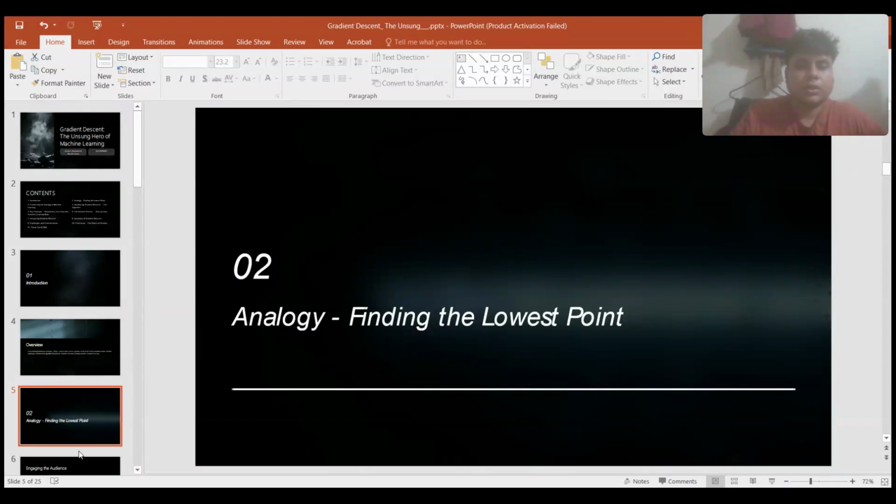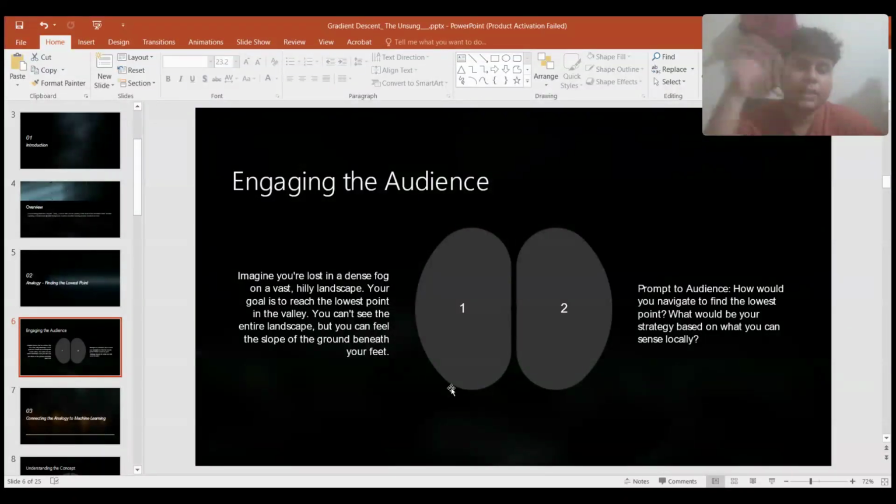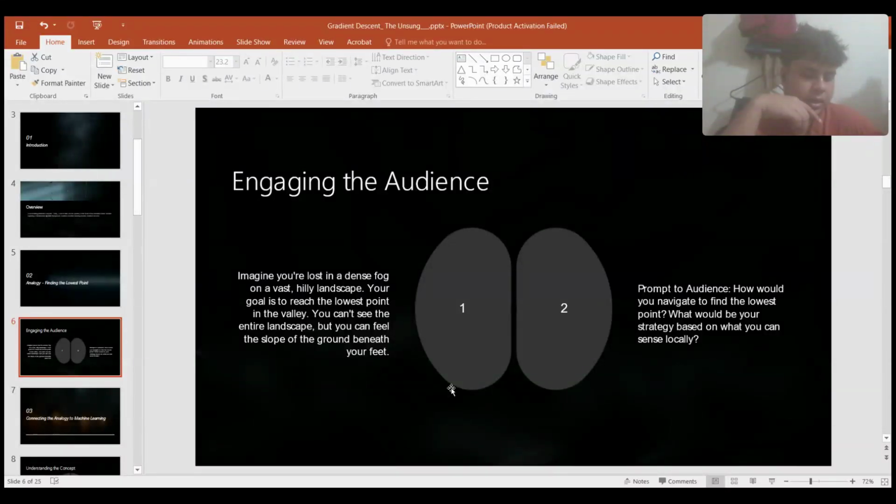My question to the audience is, how would you navigate to the lowest point? You do not have any other senses, so what would be your strategy based on what you can sense locally? The answer is quite simple. Exactly, most of us would feel the ground sloping downwards and take a step in that direction. We might take small steps to avoid overshooting if the slope changes suddenly. The intuitive approach of following the steepest descent is the core idea behind our algorithm, gradient descent.